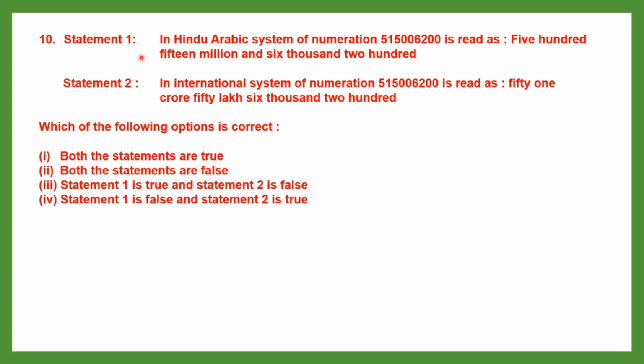Let's read statement 1. In Hindu-Arabic system of numeration, that means in the Indian system, this large number is read as 515 million and 6,200. Now we are talking about the Indian system, whereas can you see the word million here? This itself tells us that the statement is false. The statement says this is how we read, but this is an international place value system. Let's write down this number. What is this number?